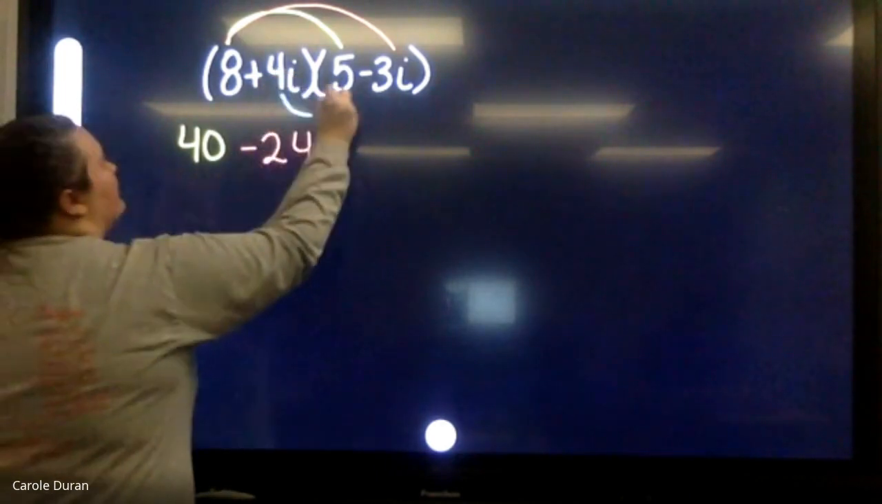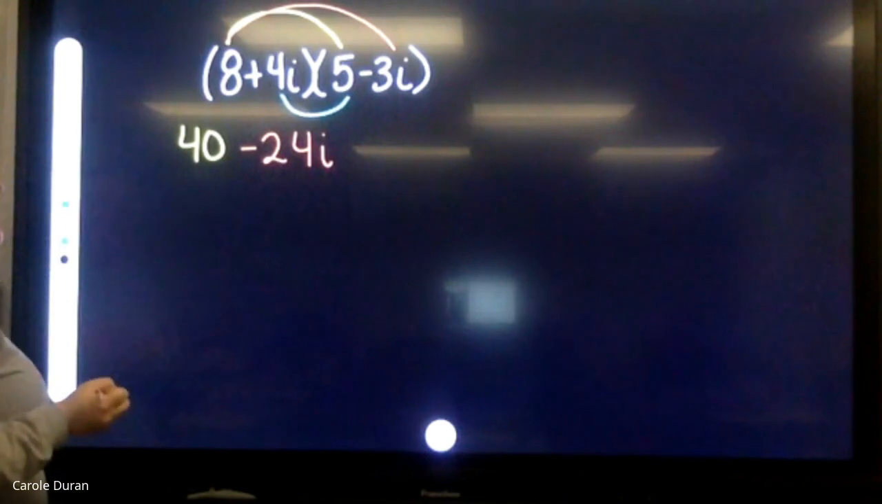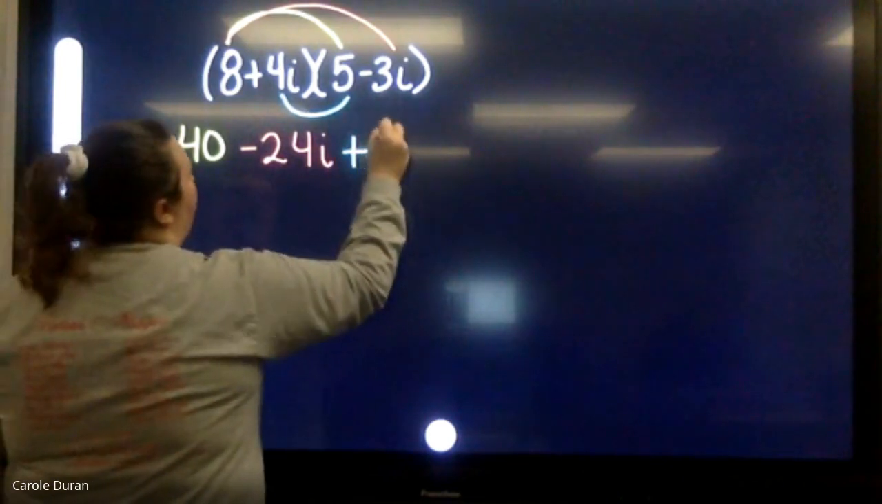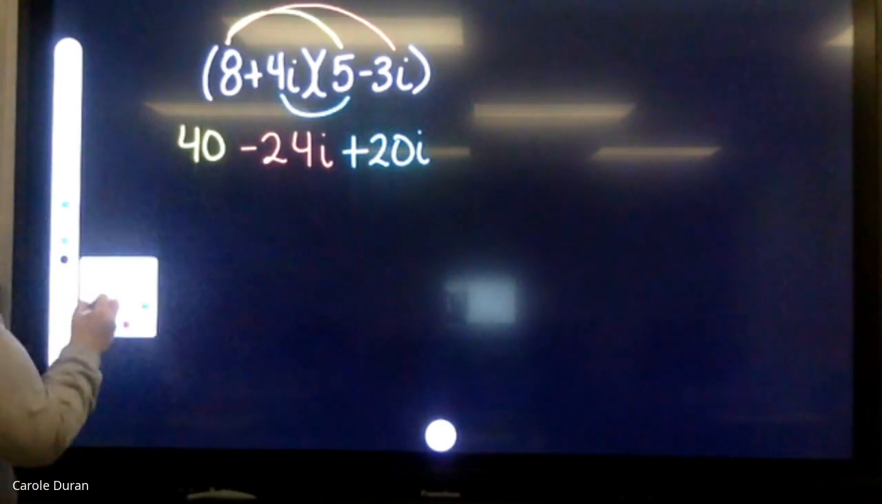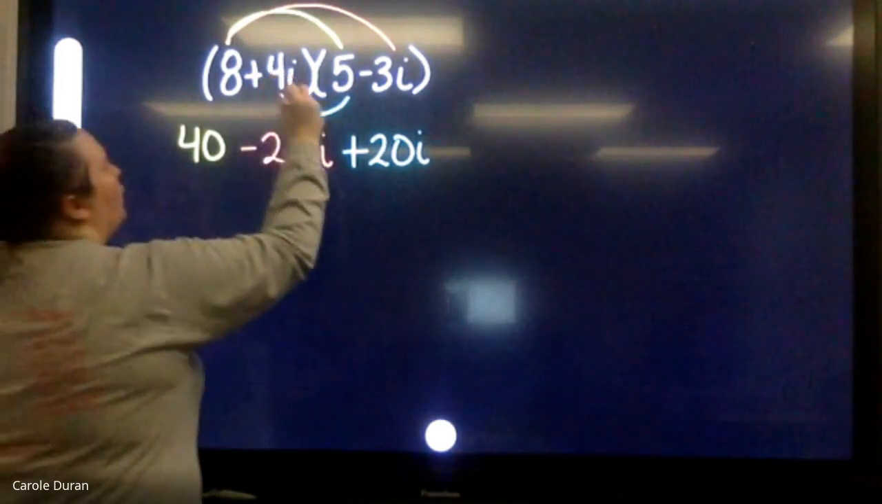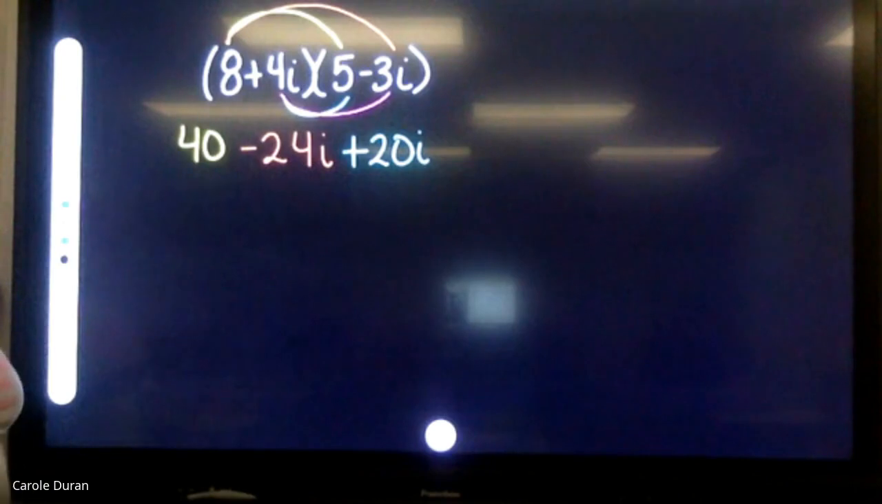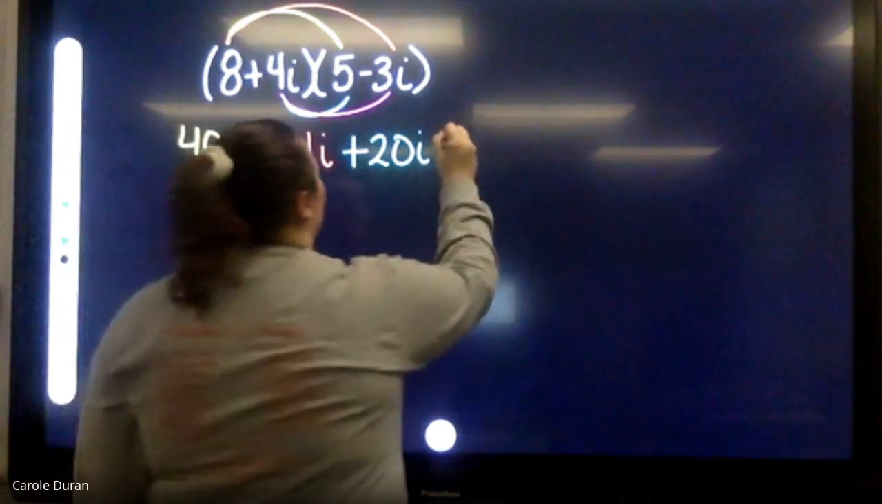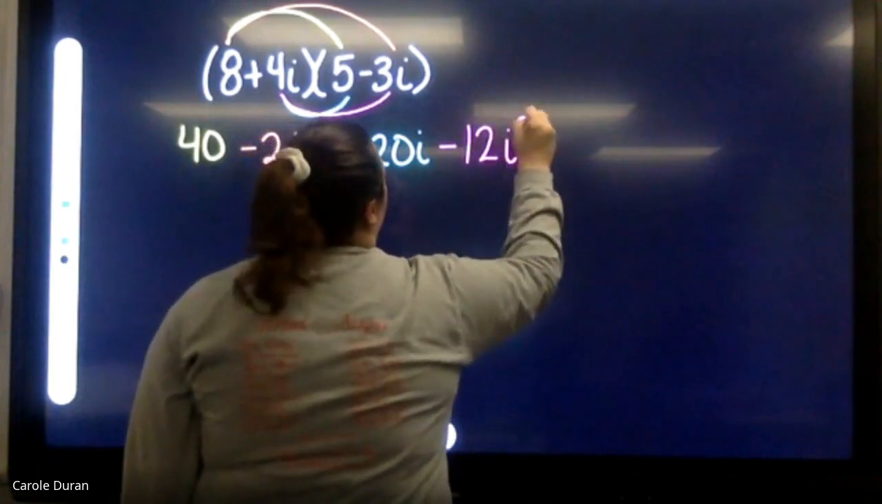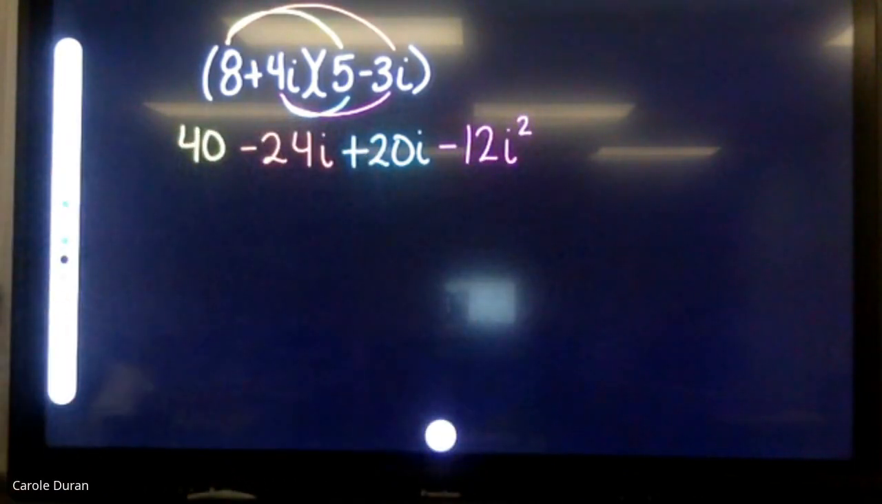Then I do my inside terms. So 4i times 5. 4 times 5 is a positive 20, and then we tack the i on. And then I do last. 4i times a negative 3i. Negative 12i squared, because I had an i times an i on there. And then I combine like terms and continue to simplify.